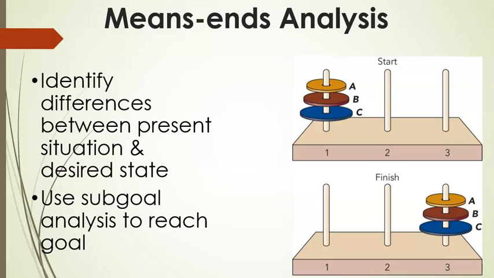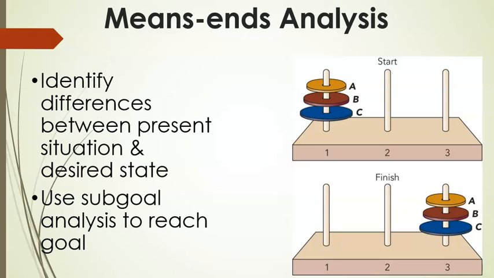So here's an example of a means-end analysis, which is an example of a heuristic, okay? In this task, you start here, you've got 3 discs, A, B, and C, of different sizes, on peg 1. Now what you need to do is move them to peg 3 in the same order. But as you're moving them, you cannot put a bigger disc on top of a smaller disc. So for example, if I put A on 2, B cannot go on top of it because B is larger than A.